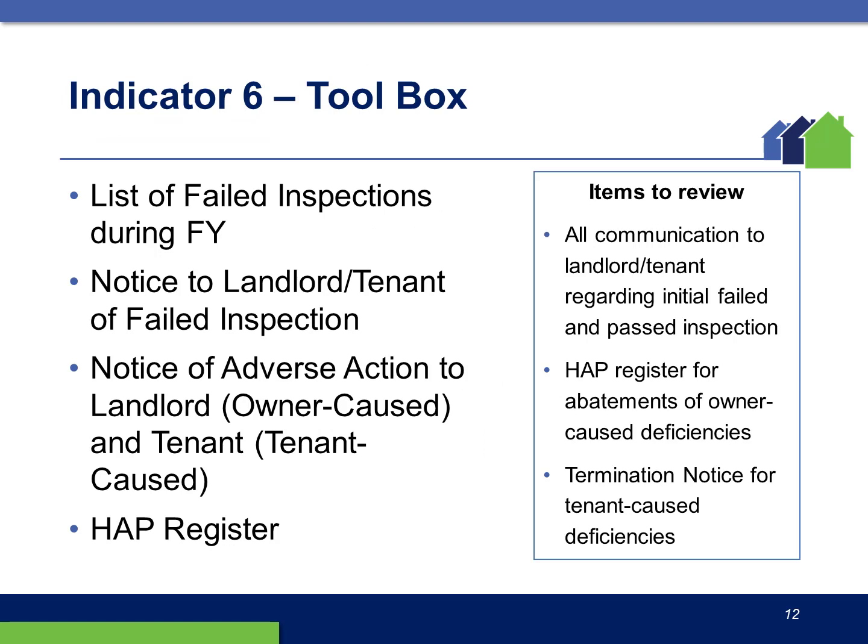To prepare for Indicator 6, the PHA should have a list of failed inspections during the fiscal year, notice to landlord or tenant of failed inspection, notice of adverse action to landlord for owner caused and tenant for tenant caused, and the HAP register.